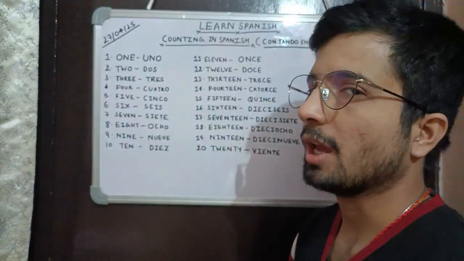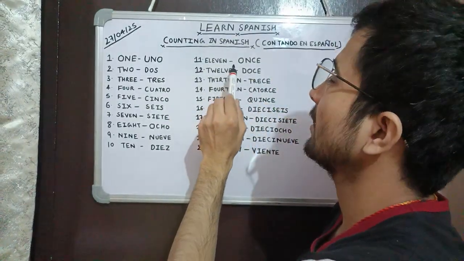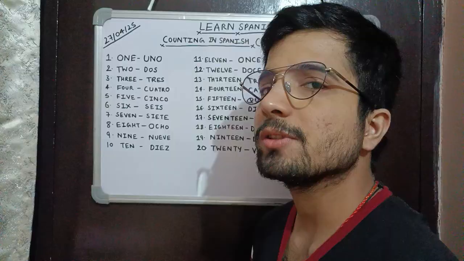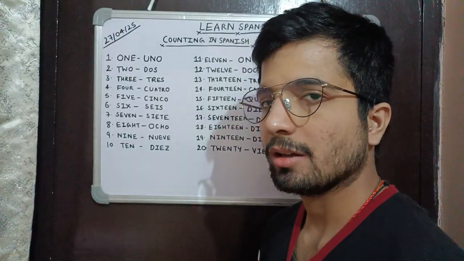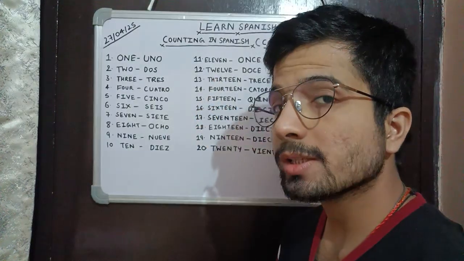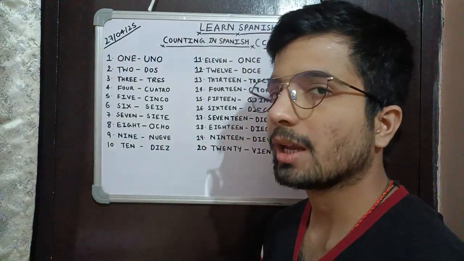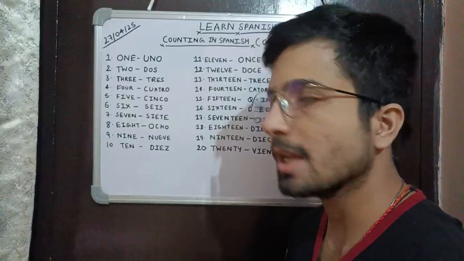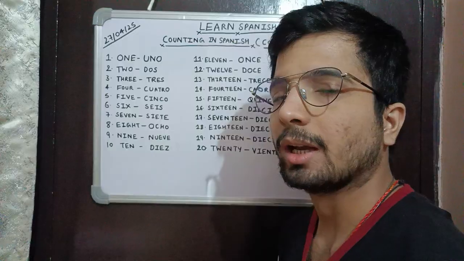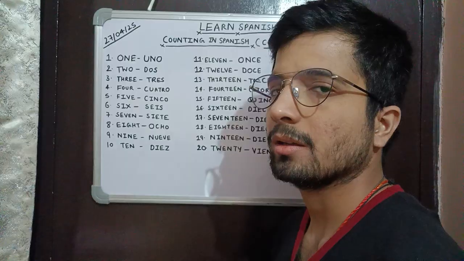Then we have 11. In English, you have learned this word once, but it is not pronounced as once. It is pronounced as once, in Spanish spelled once. 12, doce. 13, trece. 14, catorce. 15, quince.